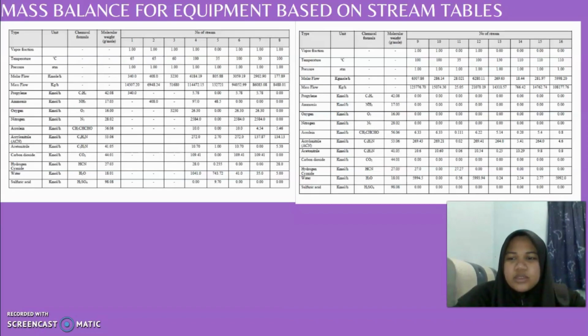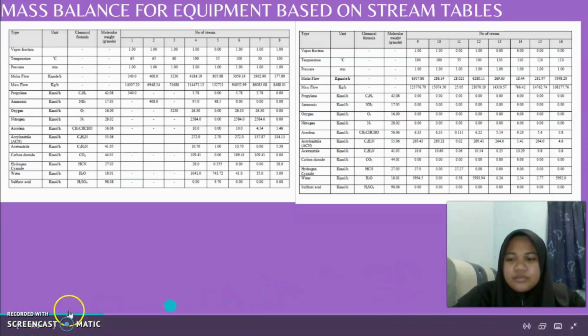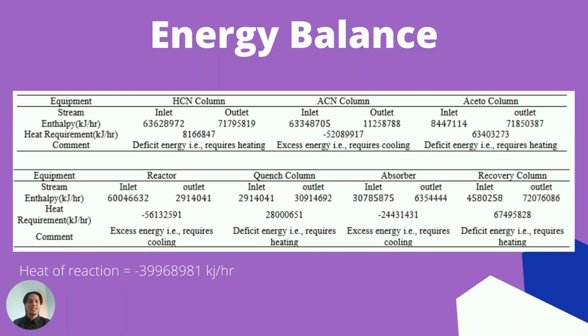The compositions included in the process and recorded in the stream tables are ammonia, propylene, oxygen, nitrogen, alcohol, acrylonitrile, acetonitrile, carbon dioxide, hydrogen cyanide, water, and also sulfuric acid. The mass flow rate for all of the streams was recorded in the stream tables. Now we move to the energy balance.